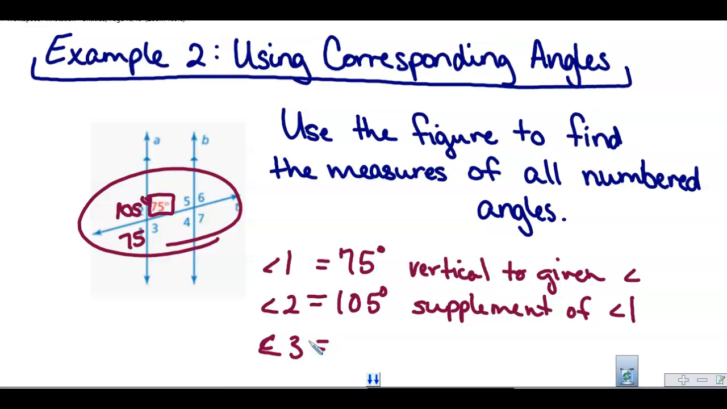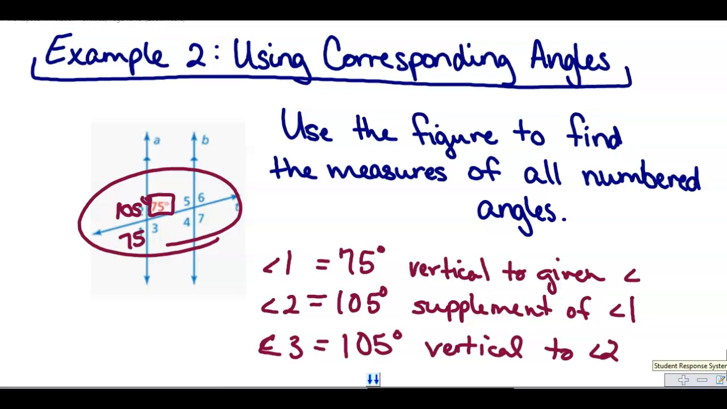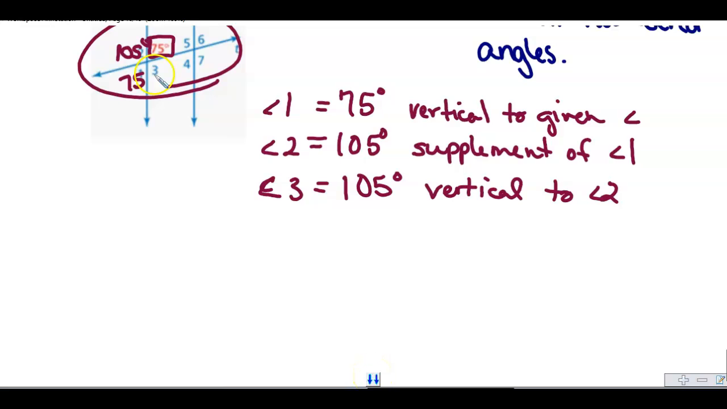Again, we could also say, hey, angle 3 is a supplement to angle 1. Or you could use the vertical reasoning and say, well, angle 3 has to be 105 degrees because it's vertical to angle 2. And vertical angles are congruent. Okay? You can use either reasoning. So angle 3 is 105.